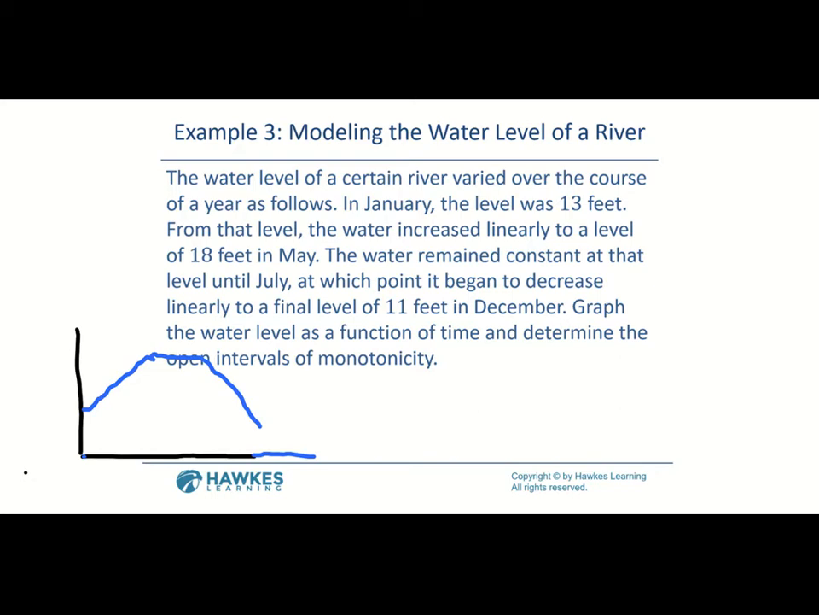Graph the water level as a function of time, and determine the open intervals of monotonicity. Well, here we just sketched it, but what we would need to do is add in, down here, the months, and then our water levels. So this we know would be 13, this one would be 18 up here. We'd want an even interval, and down here would be our 11. And again, I just sketched it, so it's not perfect, but we will look at a graph in a minute to help us out with that.